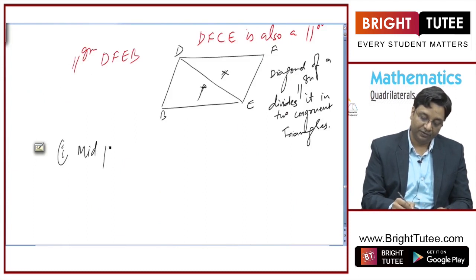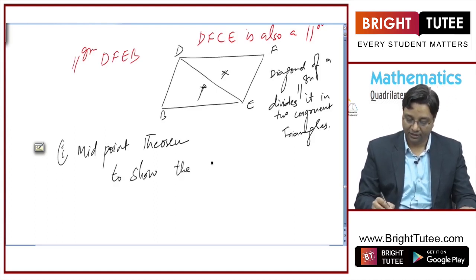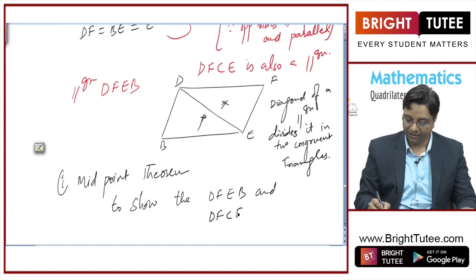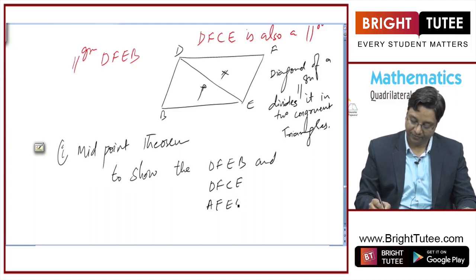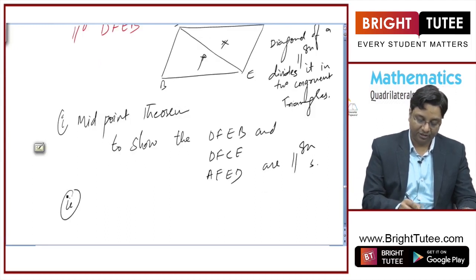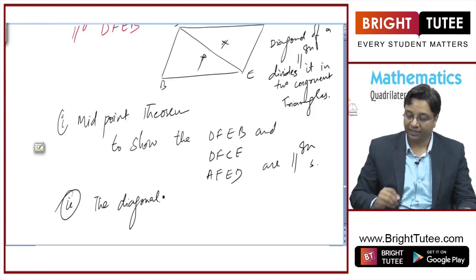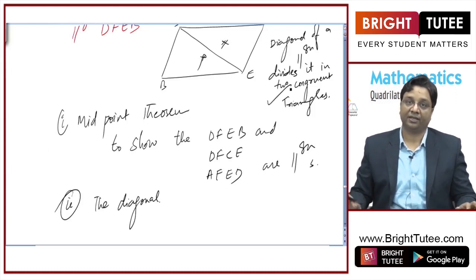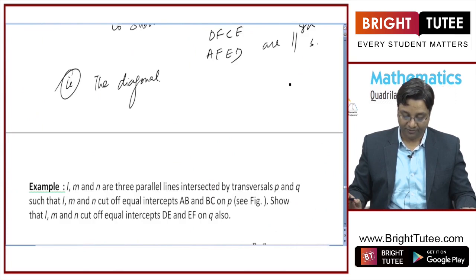And what have we used in this one? The midpoint theorem to show the quadrilaterals DFEB, DFCE and AFED are parallelograms. And then the second concept that we used here is that the diagonal of a parallelogram divides it into two congruent triangles, right? I hope you have understood this concept. Let's move to the next one.